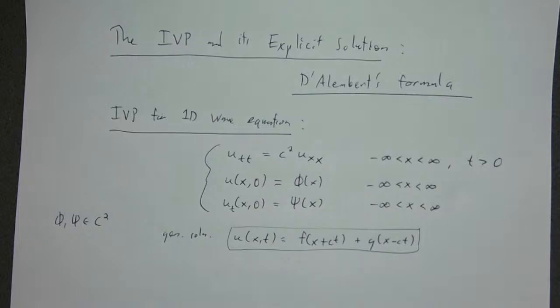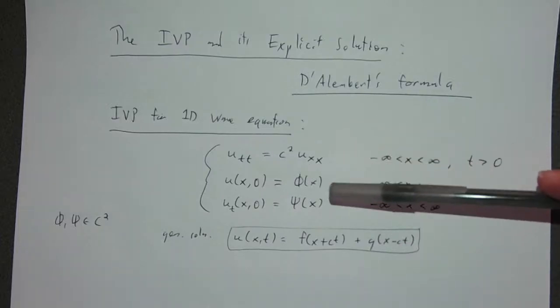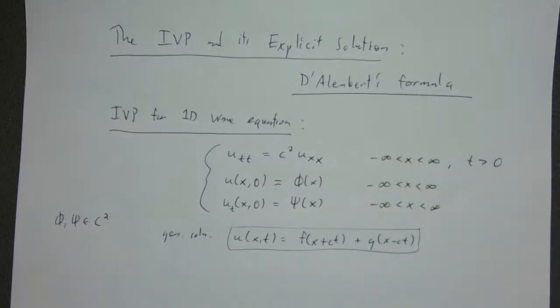Okay, we've specified initial displacement and initial velocity. The question is what should f and g be? As I said, you might think that f is phi, for instance, and g is c, right? Maybe that's what you think. It turns out that that's not exactly the case, but it's actually not too hard to figure out exactly what these things have to be.